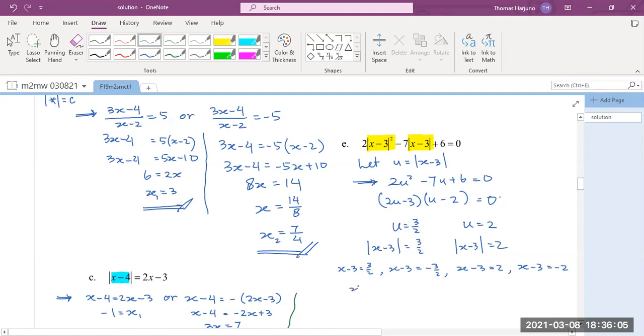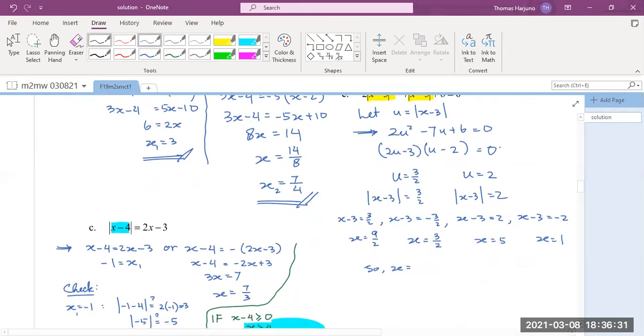So this will be x equals 3 plus 1.5, that's 4.5. Okay, that's 9 halves. This is positive 3 halves. This is 5. This is 1. So I just underlined those right away. This is my x1, my x2, my x3, my x4. There are 4 solutions for this.